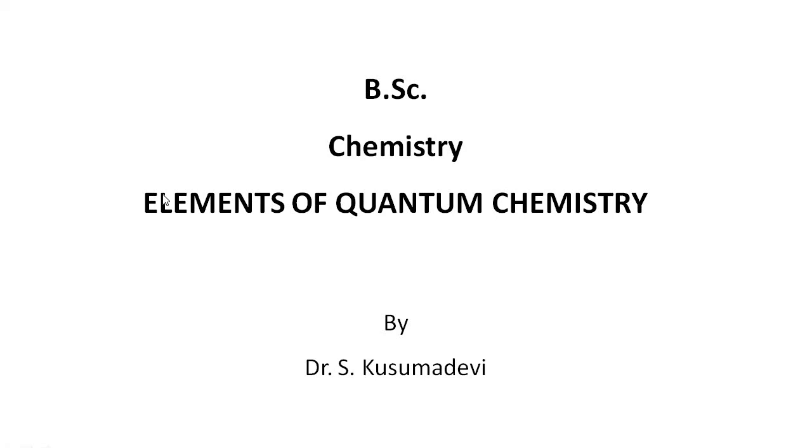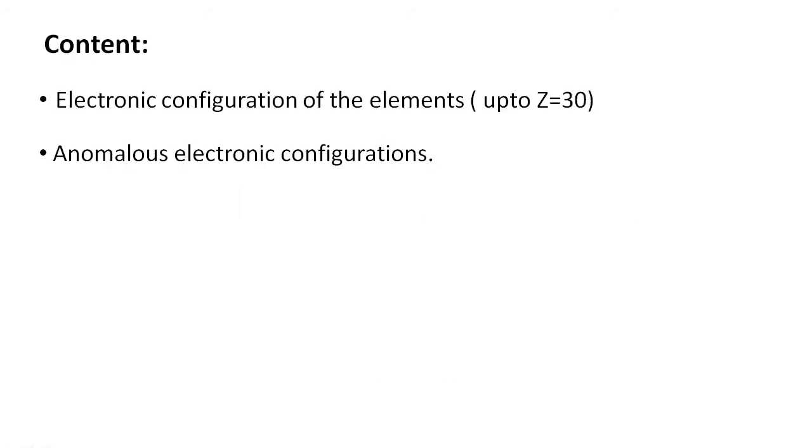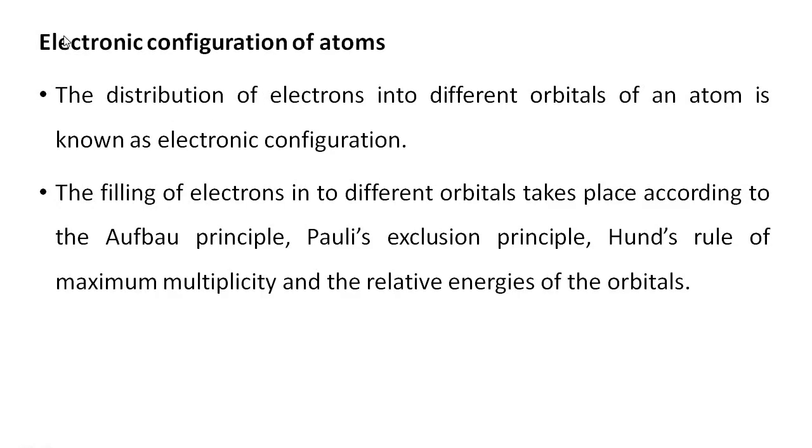Hello students, in this session I am going to take the topic Elements of Quantum Chemistry, in which we are going to study electronic configuration of elements up to atomic number 30 and anomalous electronic configurations. Let us go for electronic configuration of atoms.